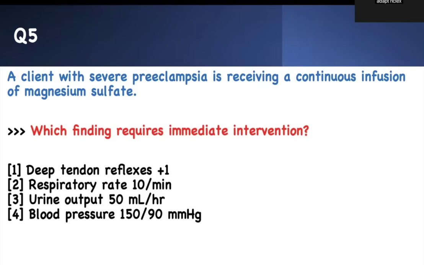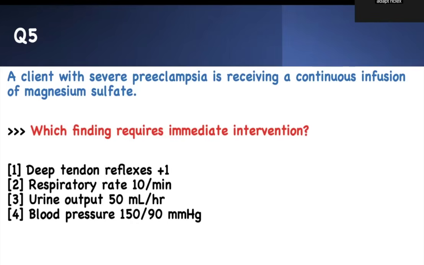You see, I'm going for the concept and ask yourself, magnesium, what is its function? It slows things down. Therefore, everything is going to go down. I see reflex is going down. I see respiratory rate going down. I see urine output is not going down. 550 ml every hour. That's a lot of urine. Blood pressure, 150 over 90. It's not that bad.